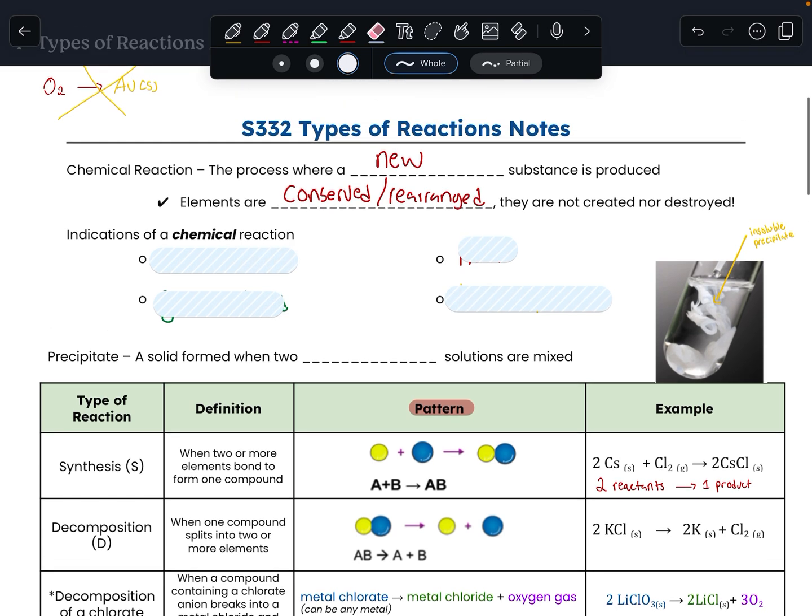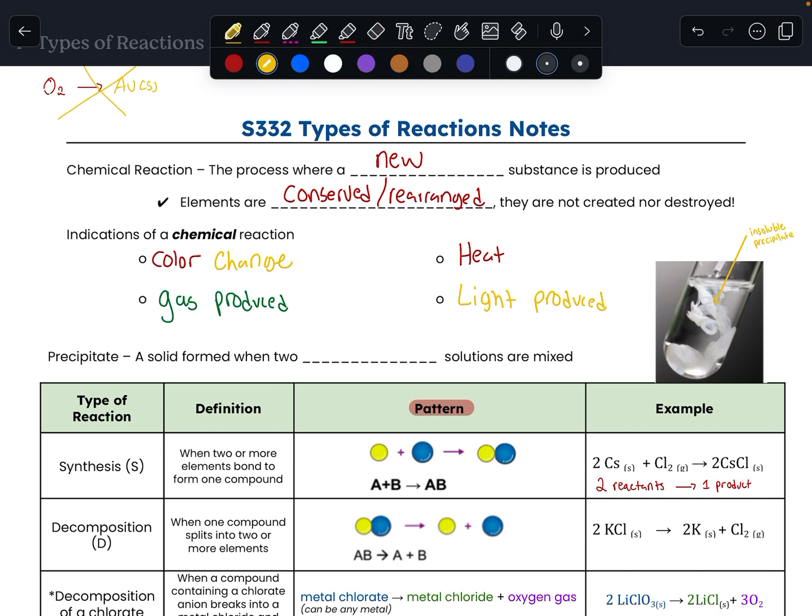So what are a few signs of a chemical reaction? How can we spot one of these if we're not looking at an equation? Well, with our eyes, we can see things like a color change. So if we go from clear to yellow, we can see gas being produced by a reaction. We've seen in our class so far that heat is a great sign of a chemical reaction, and light being produced. So if we put two things together and a bright light shines and comes to your eyes, then you can probably sense that there's a chemical reaction occurring there.